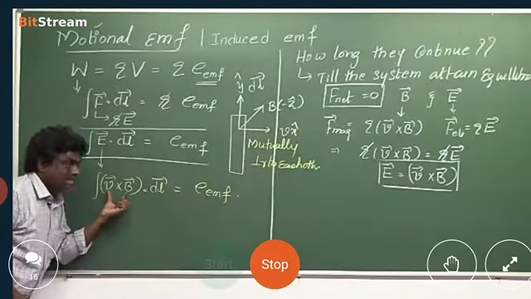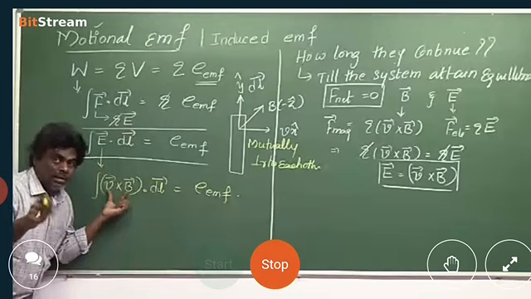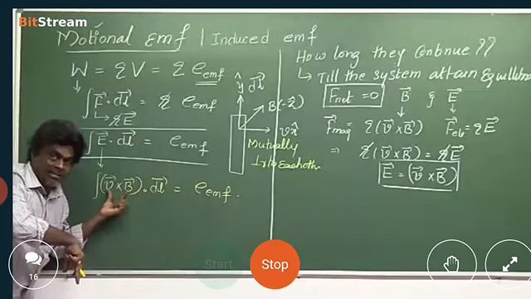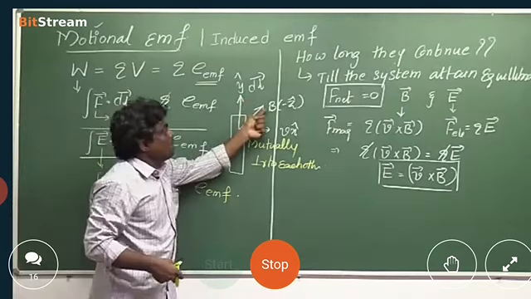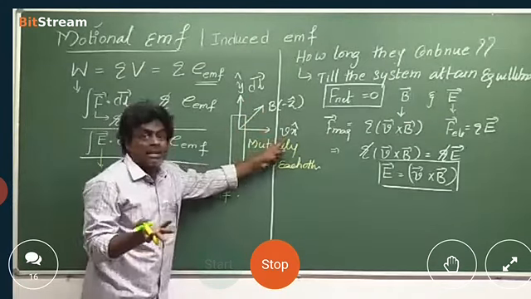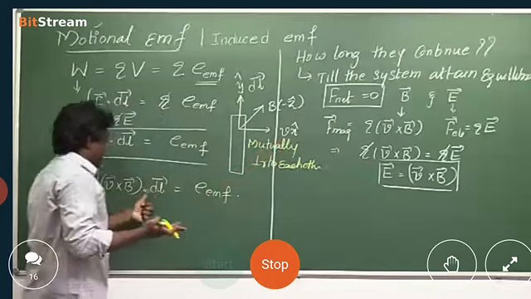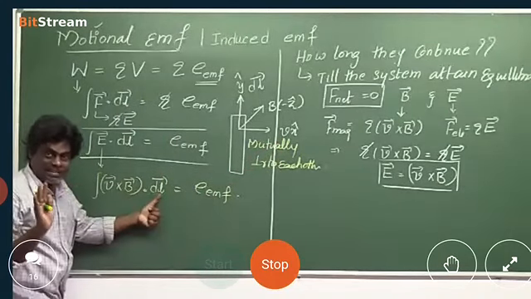That means what? This cross product v cross B is perpendicular to the plane. Which plane? The V and B plane. For the V and B plane, which direction is perpendicular? x. So that's why the length is also along the x-axis.